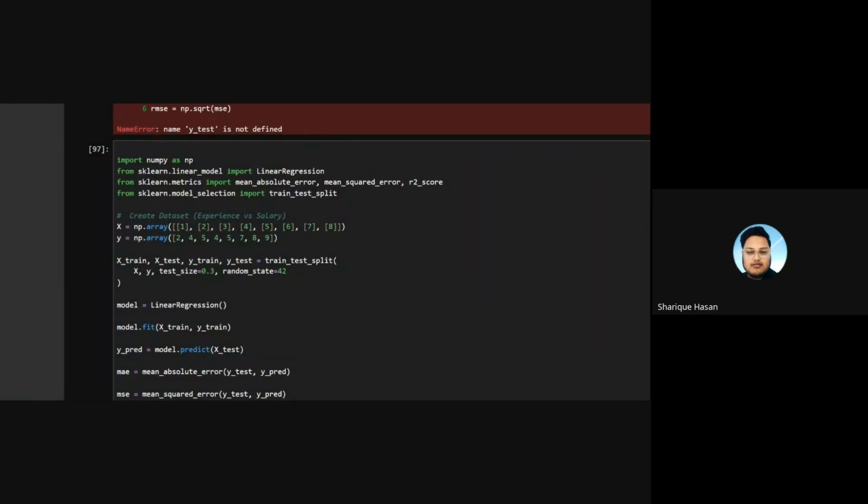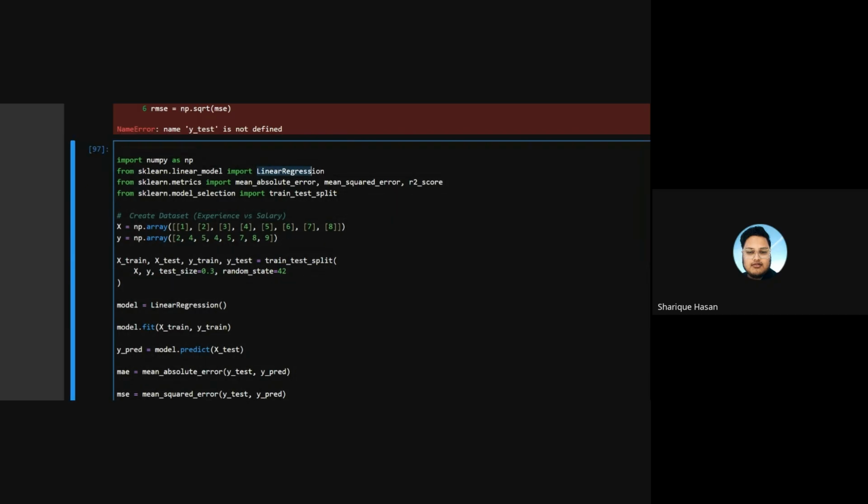Okay. As you can see, first of all we have to import our libraries, which is import numpy as np. Is my screen visible to you all? Give me a thumbs up if my screen is visible to you all. Good. Okay. Now from Scikit-Learn we have to import regression libraries.